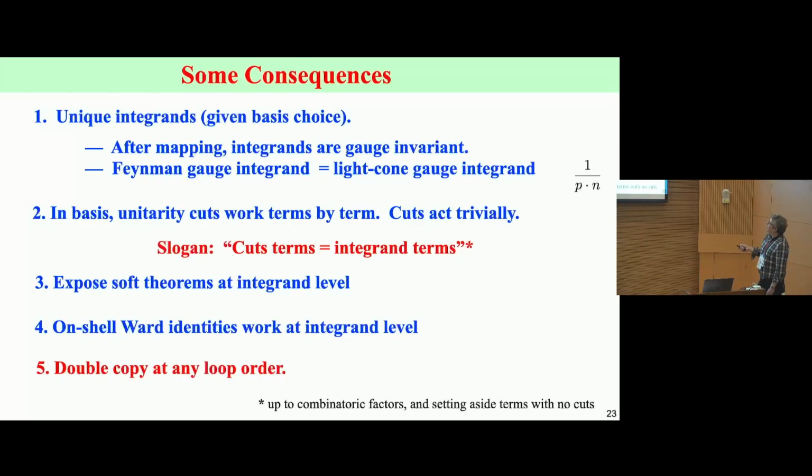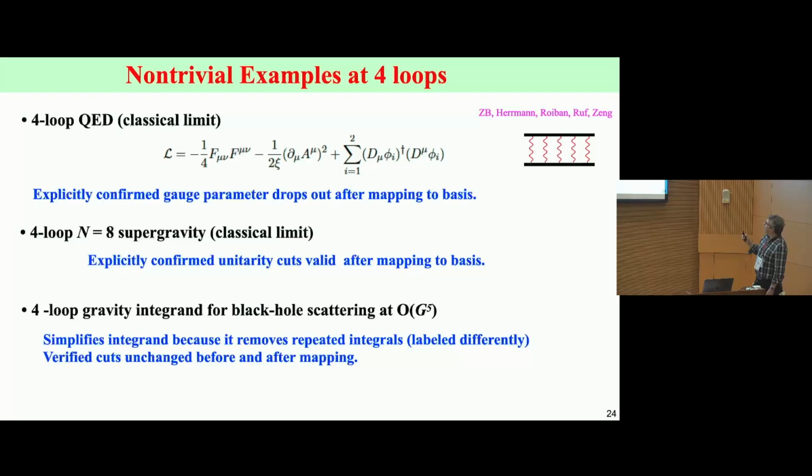Okay, so if you're in the basis, then unitarity cuts work term by term. The cuts act trivially. We have our slogan, cut term equals integrand term. You can expose soft theorems, on-shell Ward identities, of course, the double copy.